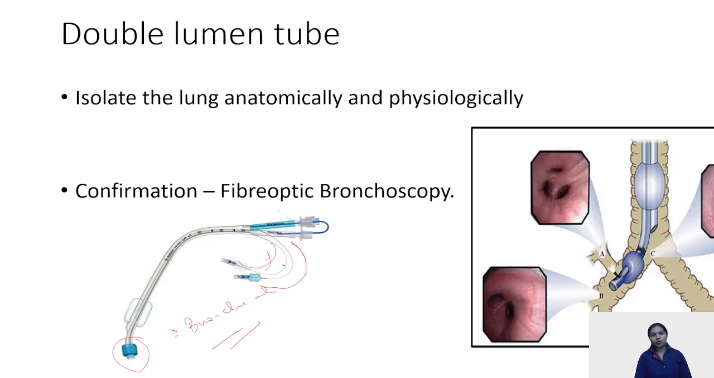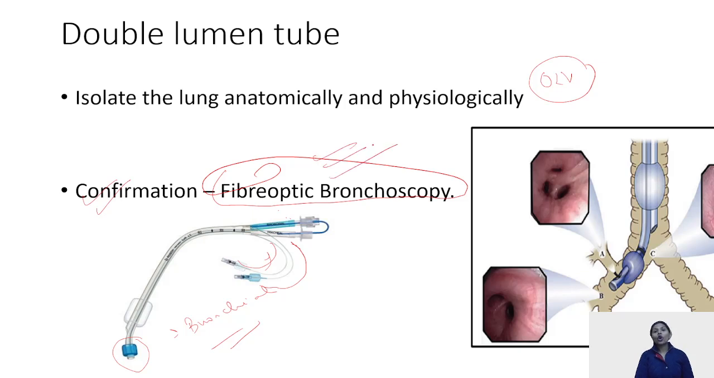This is the double lumen tube, which is used to isolate the lung anatomically and physiologically for one lung ventilation, like in cardiothoracic surgeries, pneumonectomies, bronchiectasis surgeries, abscess drainage, or lung resection surgeries like in carcinomas, etc. The confirmation of DLT is asked. How do you confirm it? It is via fiber optic bronchoscopy.